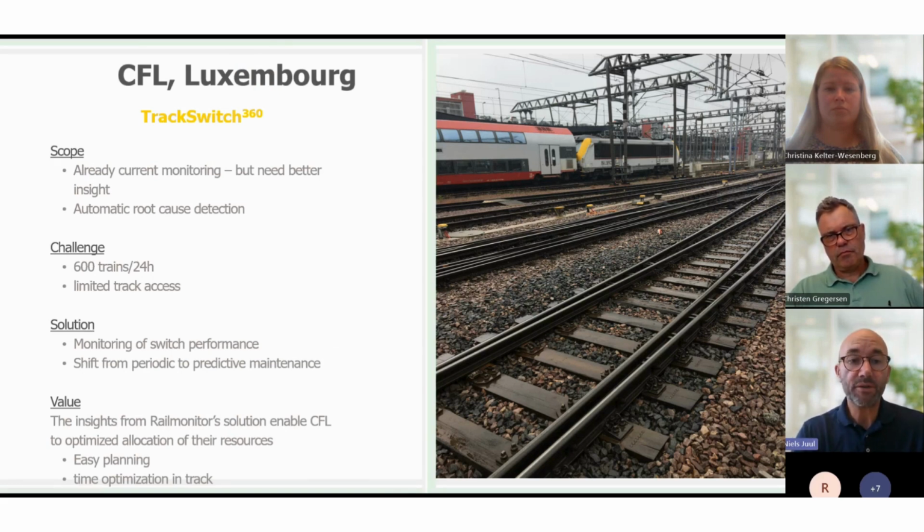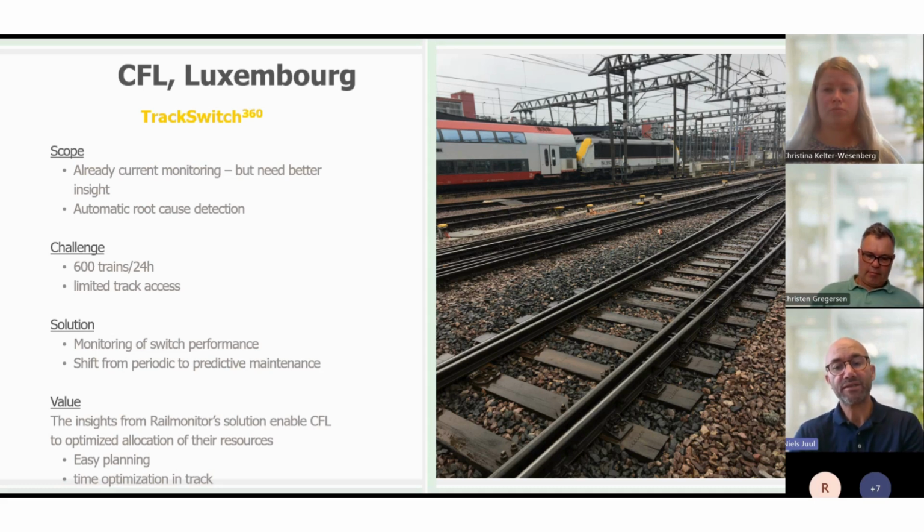Another case is from Luxembourg. We have deployed 4 systems in the center of Luxembourg, monitoring not only standard switches but also 2 double slip switches. They had, in this case, also very critical switches. If they do not operate the switches normally, it will stop all traffic from the station towards the country in France, Belgium, and also to Germany. So this is quite critical switches.